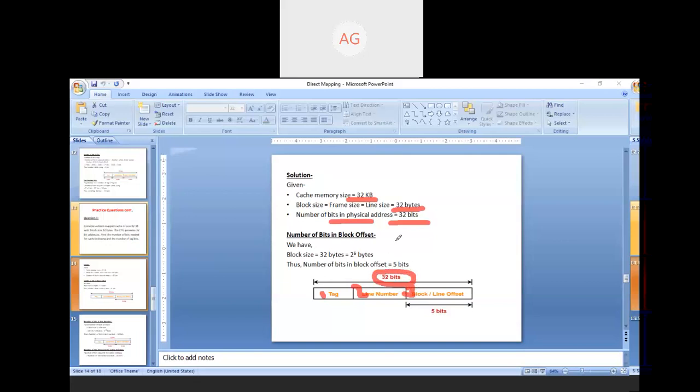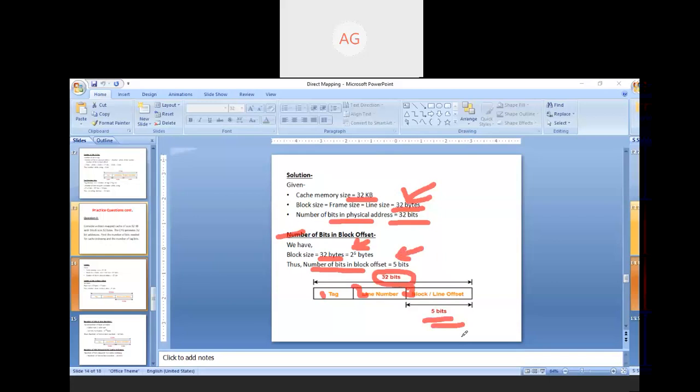As its size is given to us, now the number of bits in block offset: the block size is also given to us, which is 32 bytes. So block size equals 32 bytes. It means 2 to the power 5 bytes. It means the number of bits in the block offset is 5 bits, as 5 is the power of 2. So out of these 32 bits, 5 bits are required for the block or line offset.